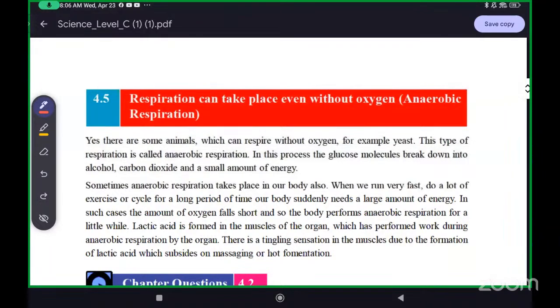Okay. Okay, thank you. Understood anaerobic respiration. Ma'am, can you explain how a cell does anaerobic respiration? Let me see if I can find a video.